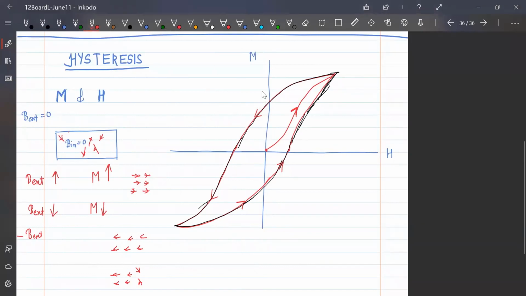And we can mark important points on this. Call these points A and B, and the center is O. We have two important regions. OB is called retentivity. And OC is called coercivity. So an important property is magnetic coercivity.